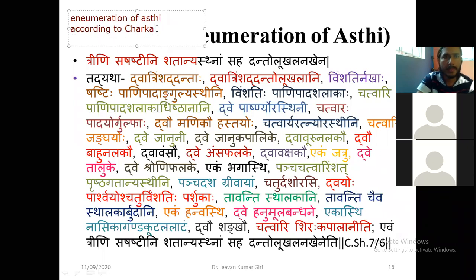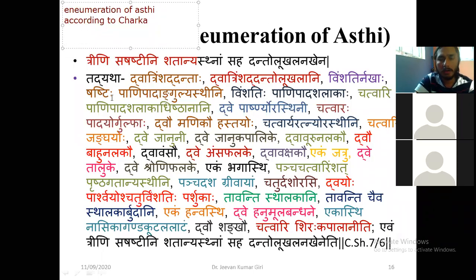Now see. Now how? You can copy. Now see here. Now how 360 bones? You can make the list. Now see here. Thus Dvatrimshat Danta. So 32 bones of teeth. Just write here: Danta, give arrow and write 32. Are you getting? Yes. Okay, just write Danta, give arrow and write 32.